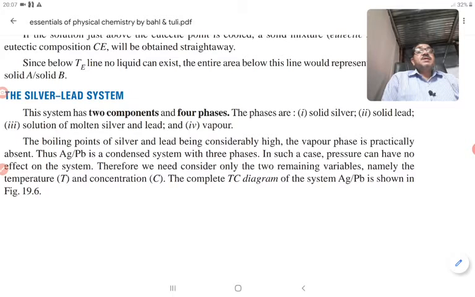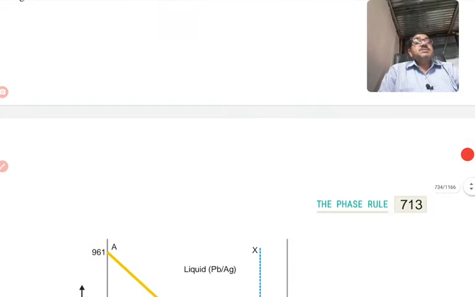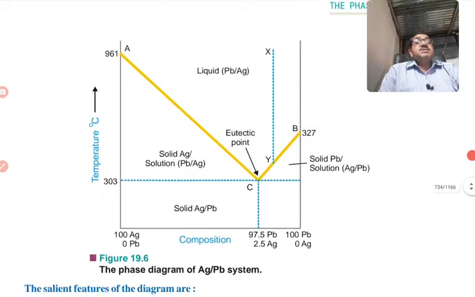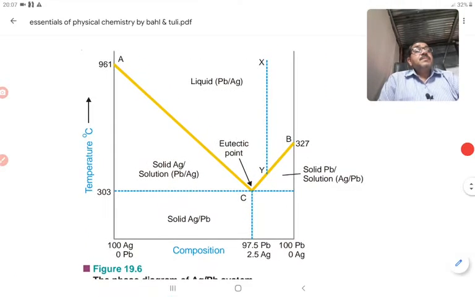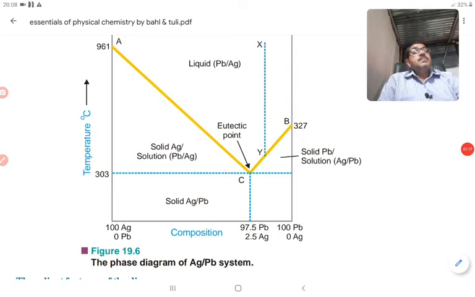Thus, lead silver is a condensed system with three phases. In such a case, pressure can have no effect on the system. Therefore, we need consider only the two remaining variables, namely the temperature T and concentration C. The complete TC diagram of the lead silver system is shown in figure 19.6. That is, figure 19.6 is the phase diagram of the lead silver system.